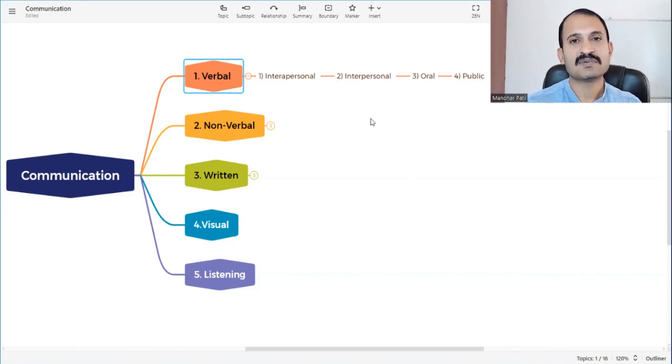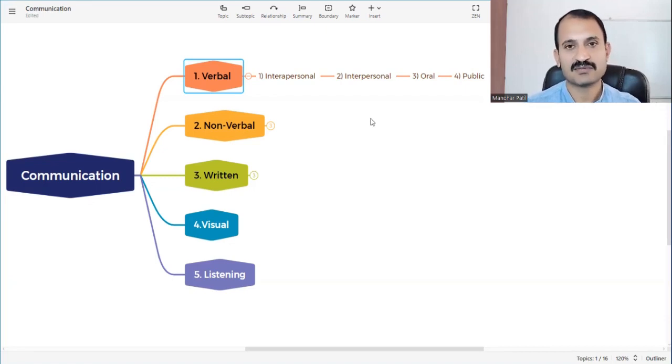The second one is interpersonal. When you talk to someone, maybe your friend, relatives, family member, your spouse or your kids, it comes under interpersonal communication. You can talk one to one or one to many. The third one is oral. Oral means if you want to send a voice note or some message in recorded form, maybe in podcast form, then it comes under oral. It may be one to one or one to many. This is one way communication.